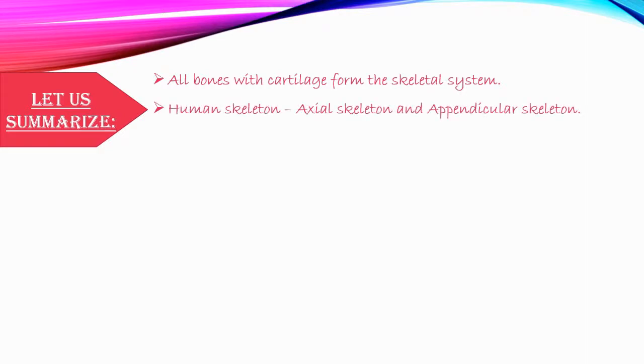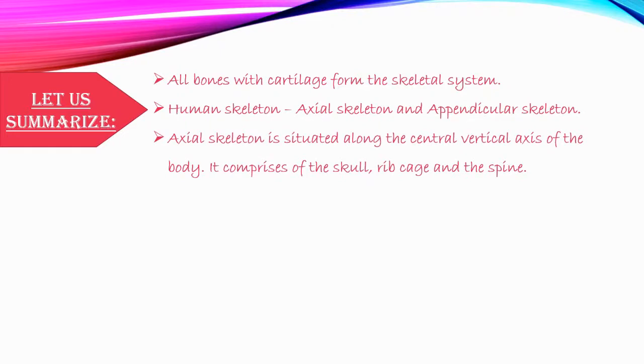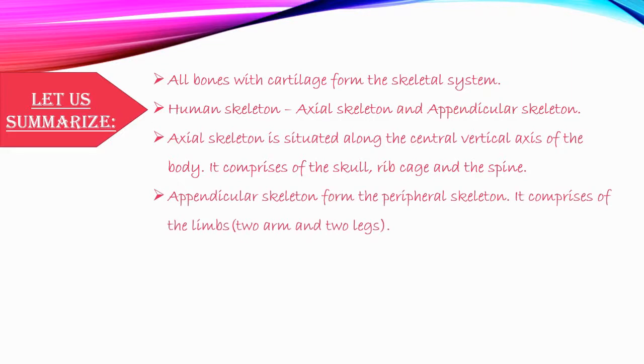So students, this was the end of the chapter. Now let us summarize what we have learned in this module. So we learned that all bones with cartilage form the skeletal system. Human skeleton is classified into two parts, that is axial skeleton and appendicular skeleton. Axial skeleton is situated along the central vertical axis of the body. It comprises of the skull, rib cage and the spine. Appendicular skeleton form the peripheral skeleton. It comprises of the limbs, that is two arms and two legs.